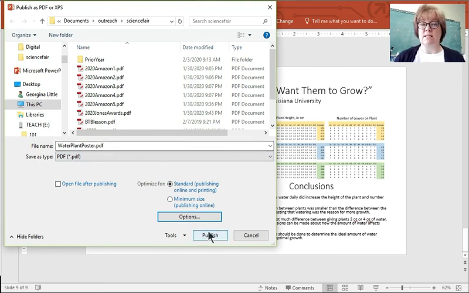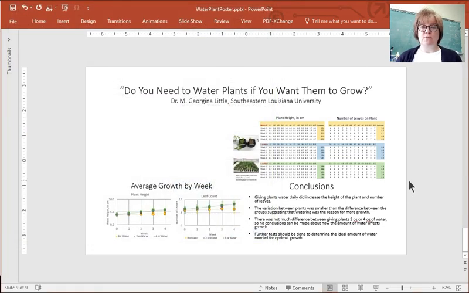And I want this to be my poster, and I could save this. It says publish, and it's going to make a file. You still have your PowerPoint file, but now I make another file that just has this as a PDF, which is a very small file that now I can submit to the science fair, and that's a great way to handle it.